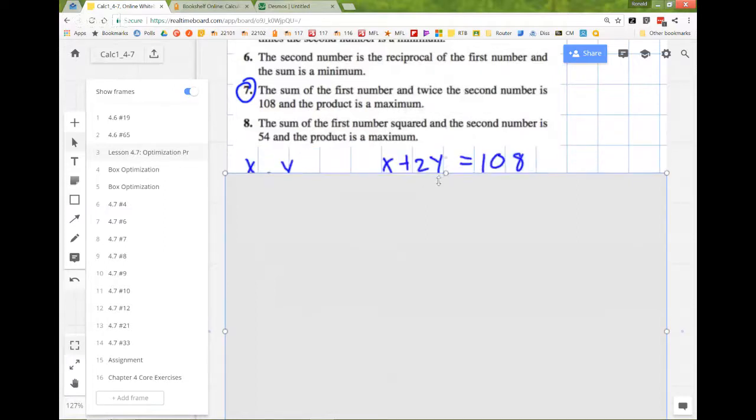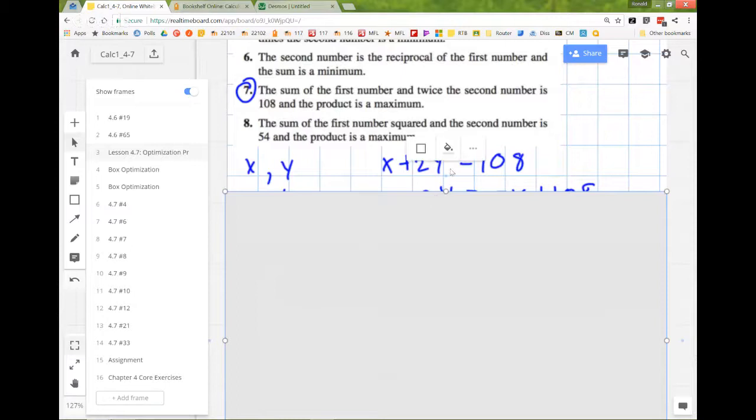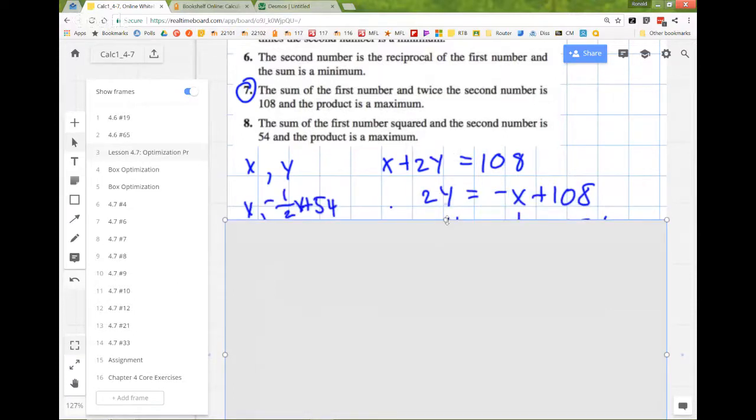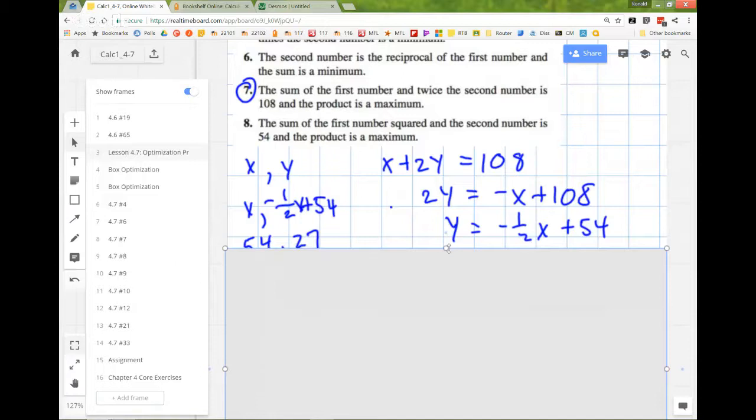So if we just begin temporarily, call the two numbers x and y, then the sum of the first and 2 times the second is 108 would give us this equation right here. Now we're going to solve for y and get an x answer for it so that we can proceed. And that's what I do. Let's subtract x from both sides, and that gives us 2y equals negative x plus 108, and then divide both sides by 2. So there's my second number, negative 1/2 x plus 54.